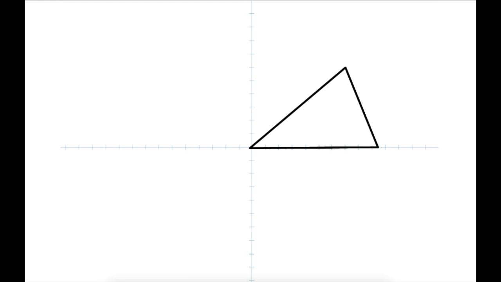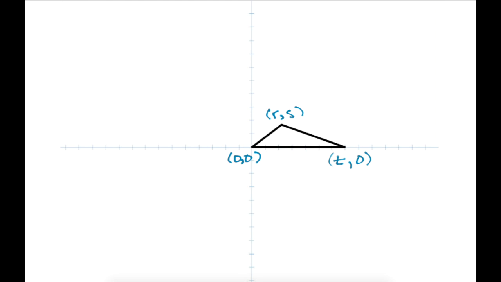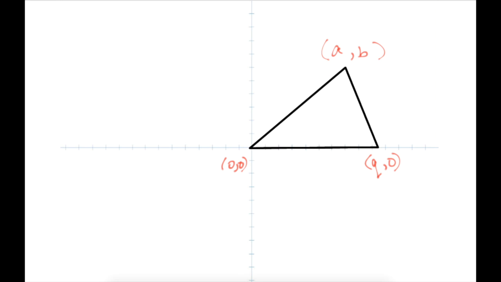And we label our points. Now we know this is (0, 0), and this will be (Q, 0), and up here, we'll call this one (A, B). Okay, so you should see that this looks a lot like the last scalene triangle we did here. We just made it a little bigger and changed the letters a little bit.